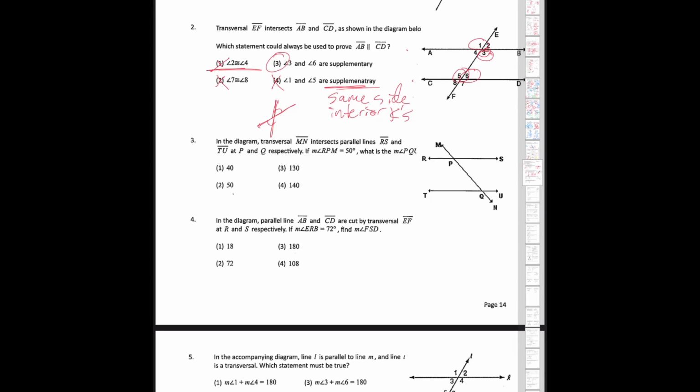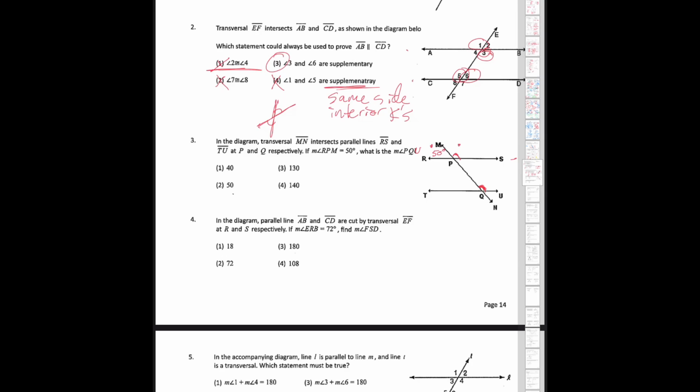Number 3, we have another diagram, two parallel lines cut by a transversal, and we're given a measure for angle RPM. So this angle here is 50 degrees, and we're looking for angle PQU. Cut off a little bit. So PQU would be this angle here. So we have to think, how could we get this? There's a couple routes we can take, but I think the shortest way would be to apply two things here. So we know that this angle here, PQU, is congruent to this angle here, MPS, because they are corresponding angles.